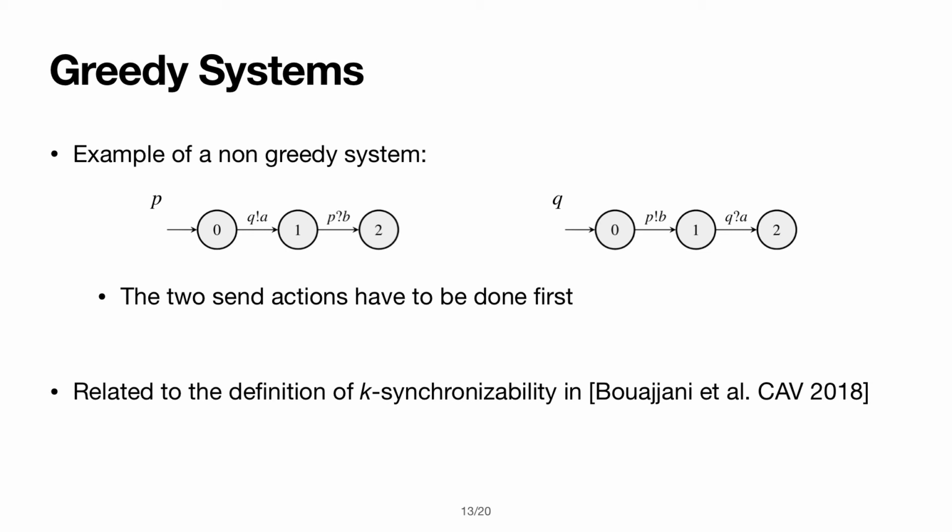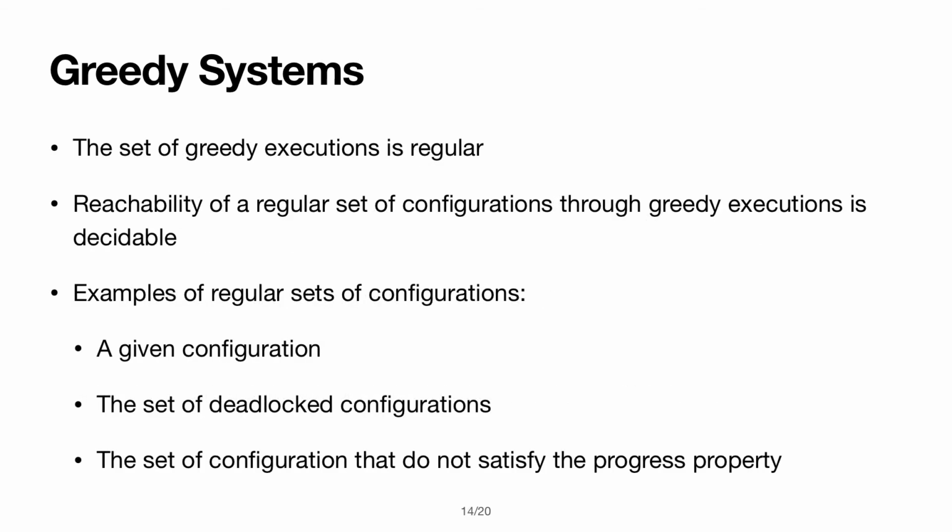This class is quite closely related to another one introduced by Boigelot. In fact, we can see greedy systems as a specialization of k-synchronizable systems with k equals 1. Now that we know how this class works, let's see what decidability properties we have.